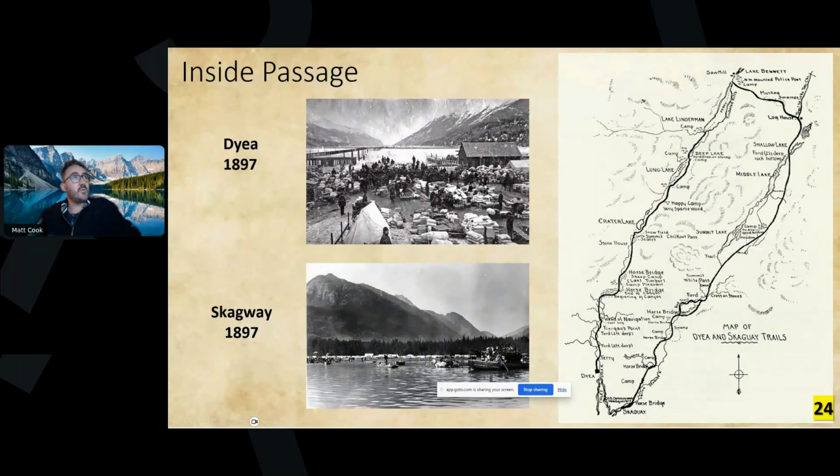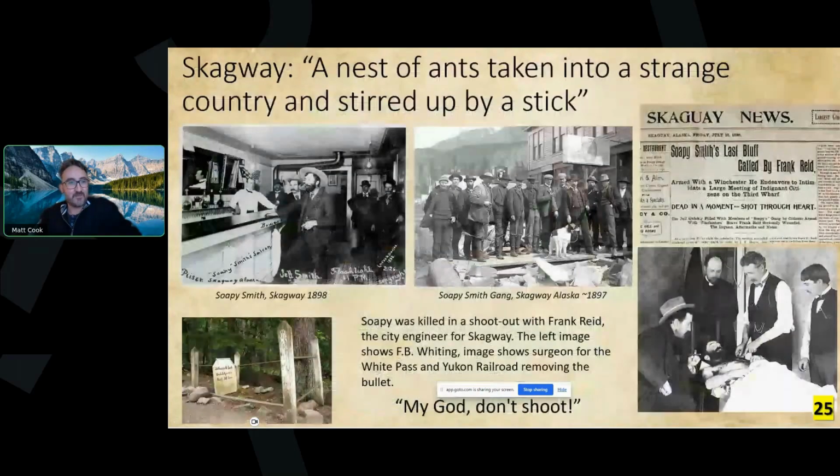So Dyea was a much more civilized one, run by the Canadian Mounties. This, you can see, this was all the gear packed up there, whereas Skagway was known as a bit of a hotbed, and a little bit more rough and ready. So it was famously described as a nest of ants taken into a strange country and stirred up by a stick. So it became infamous in international media.